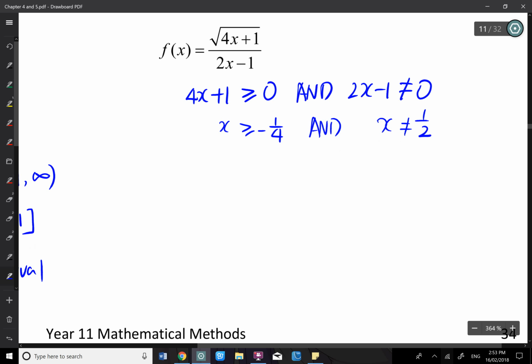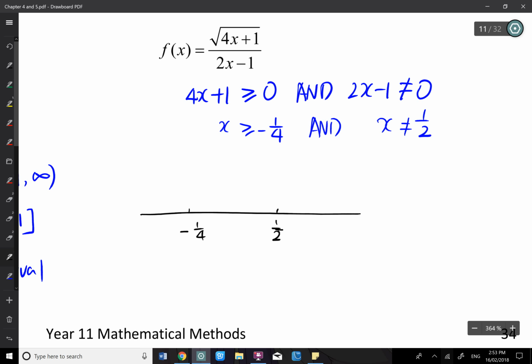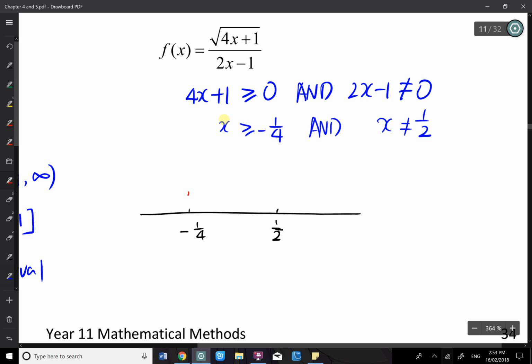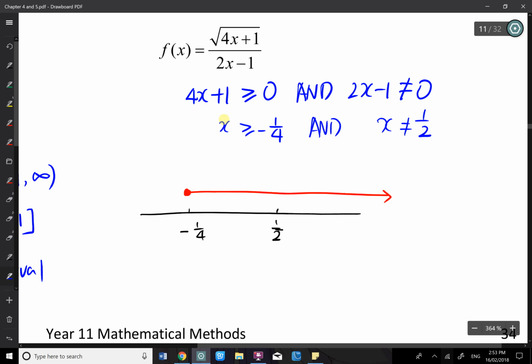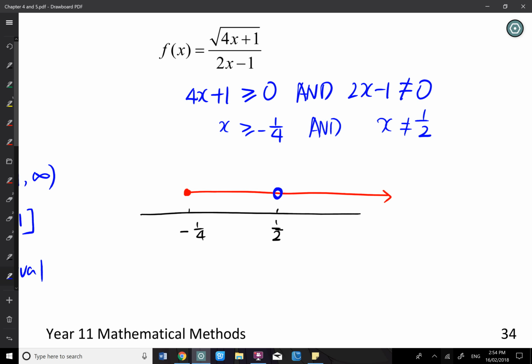Again I will use a number line. Negative a quarter is here. I will say a half is here. I don't need to make it to scale, just put it at the right place. It goes all the way to there, and I don't want a half. Cut it there, stop it there, and then reconnect after a half. So I don't want a half. It's an open circle on a half.